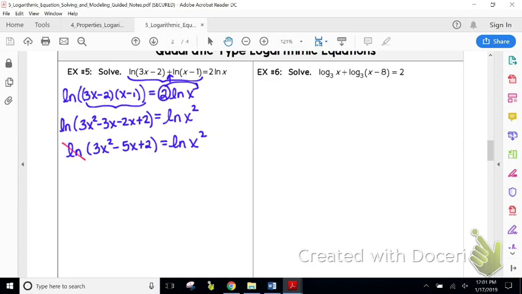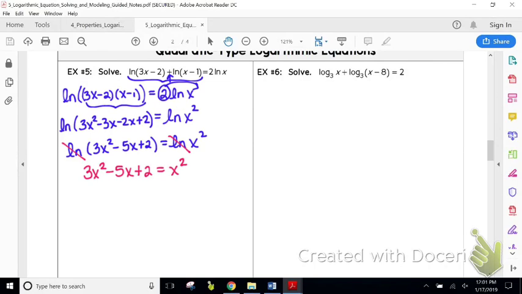We have log base e is equal to log base e, so we know the log bases are the same. And then move over that x squared. So that means that 3x squared minus 5x plus 2 has to equal x squared. And so now we just need to solve for x.